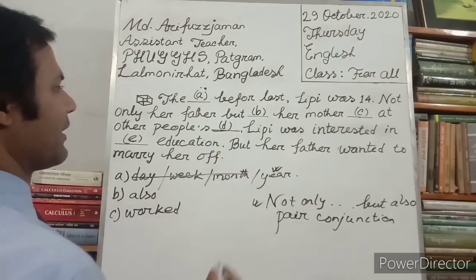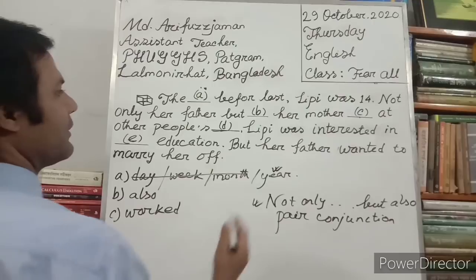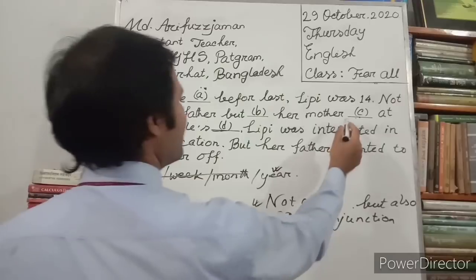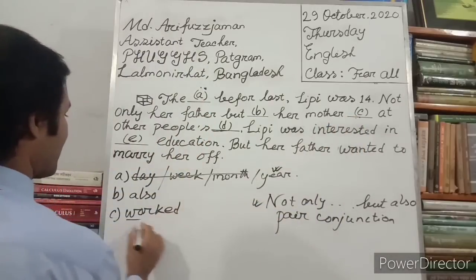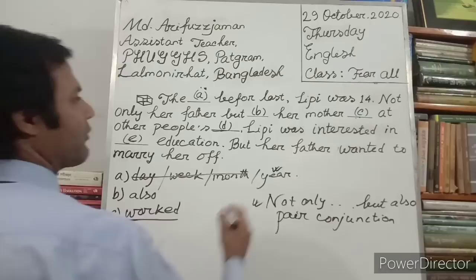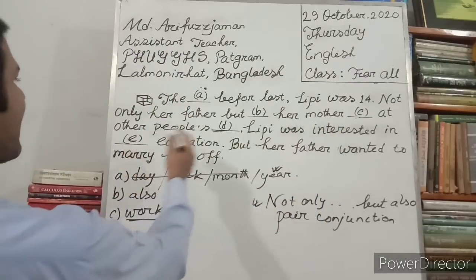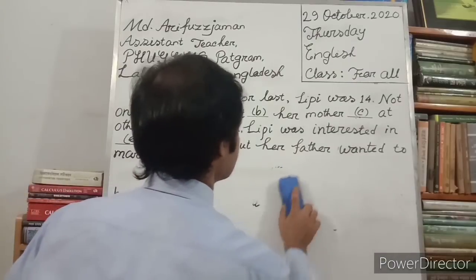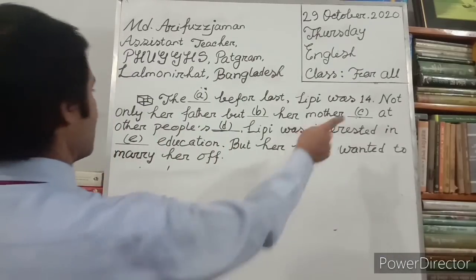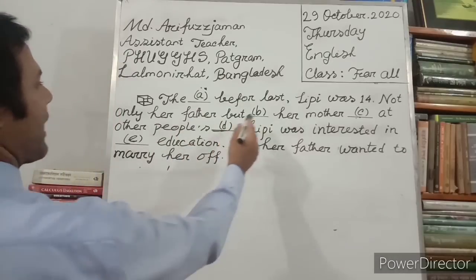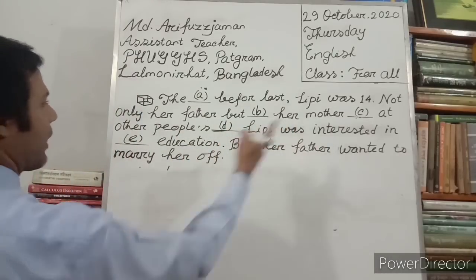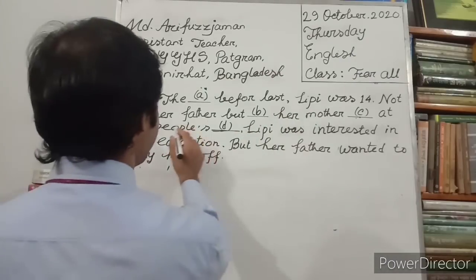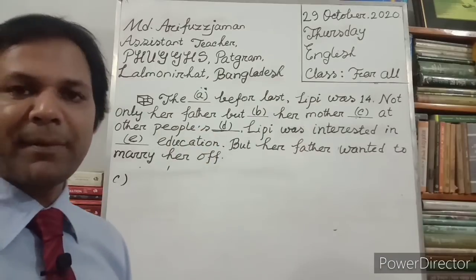But remember that after not only but also, the verb will be used according to the nearest subject. So the verb work we should always use according to mother. Not only her father but also her mother worked at other people's. Remember that in people's, there is an apostrophe.